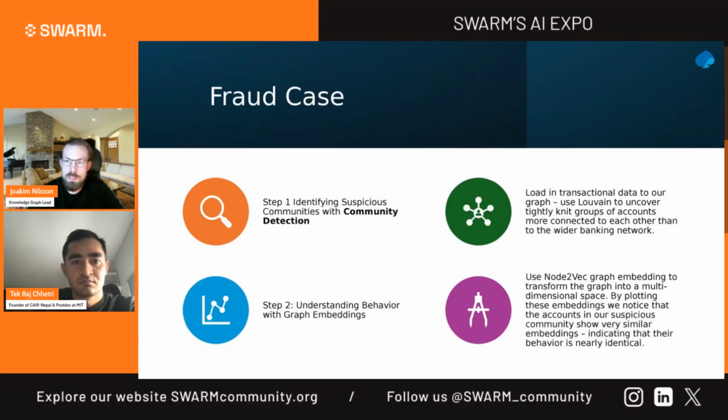They can use the Node2Vec graph algorithm to transform the graph into a multidimensional space, where each account gets an embedding that captures its transactional behavior and its relationship with other accounts. By plotting these embeddings, you can notice that the accounts in the suspicious community exhibit very similar embeddings, meaning that their behavior is nearly identical. And this clustering in the embedding space suggests that these could be acting in coordination with each other, possibly executing a money laundering scheme.